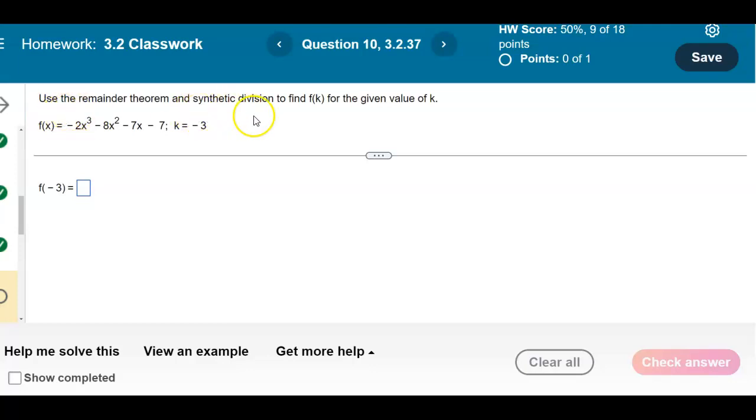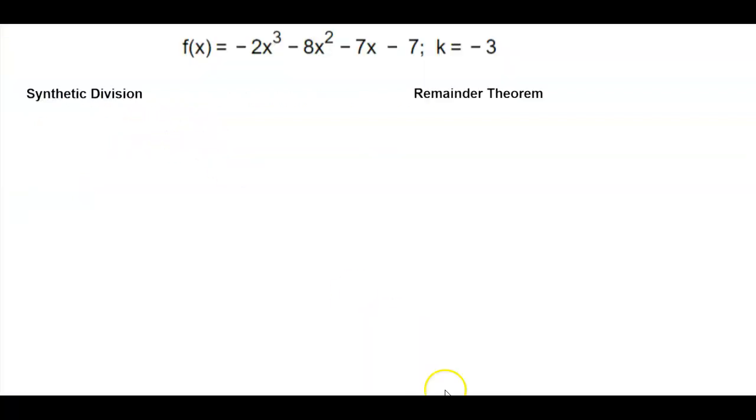Use the remainder theorem in synthetic division to find f of k for the given value of k. We have f of x equal to negative 2x cubed minus 8x squared minus 7x minus 7, where the given value of k is equal to negative 3. So the first thing we're going to do is do this by synthetic division.